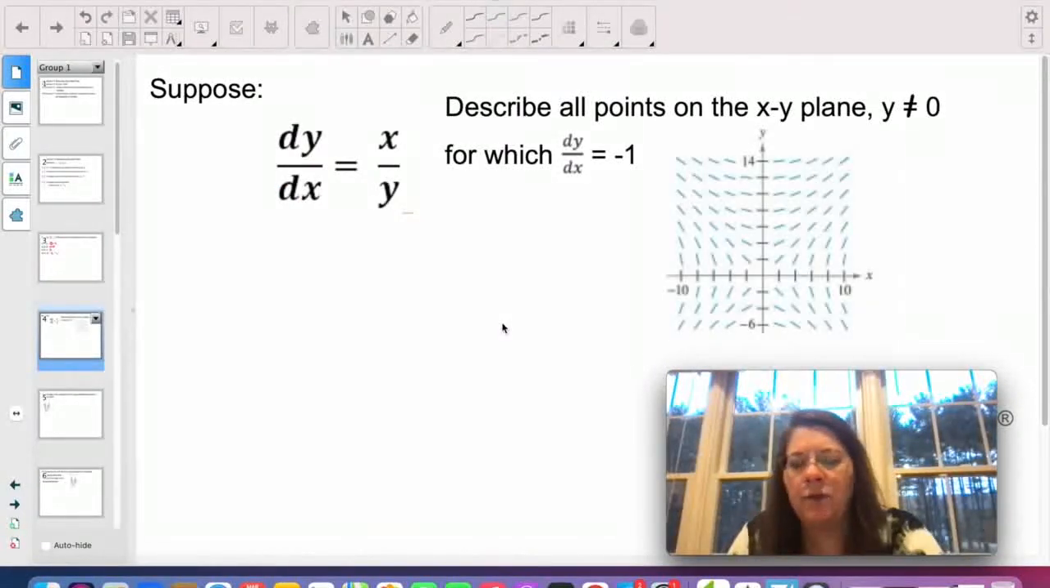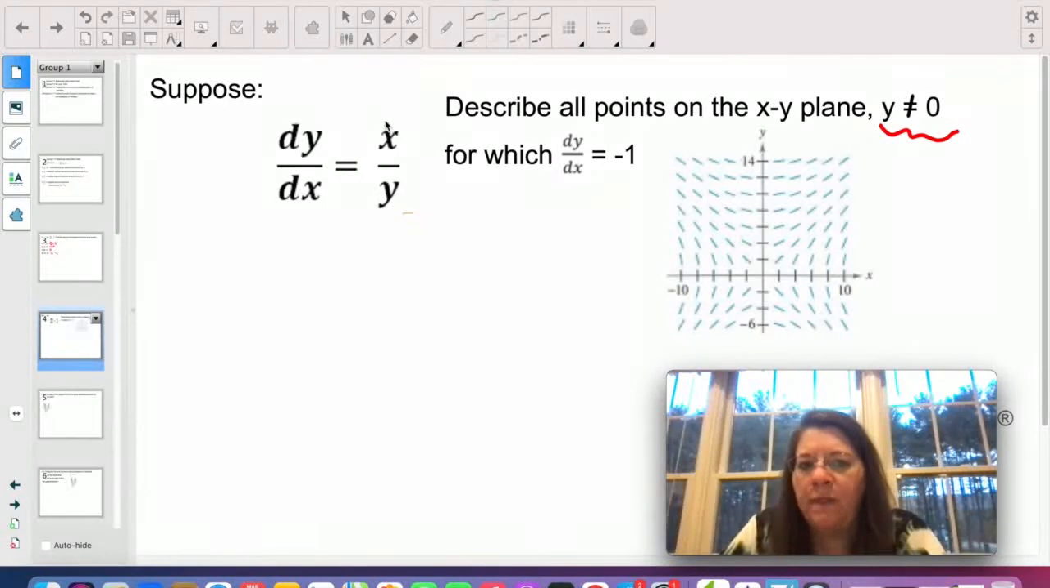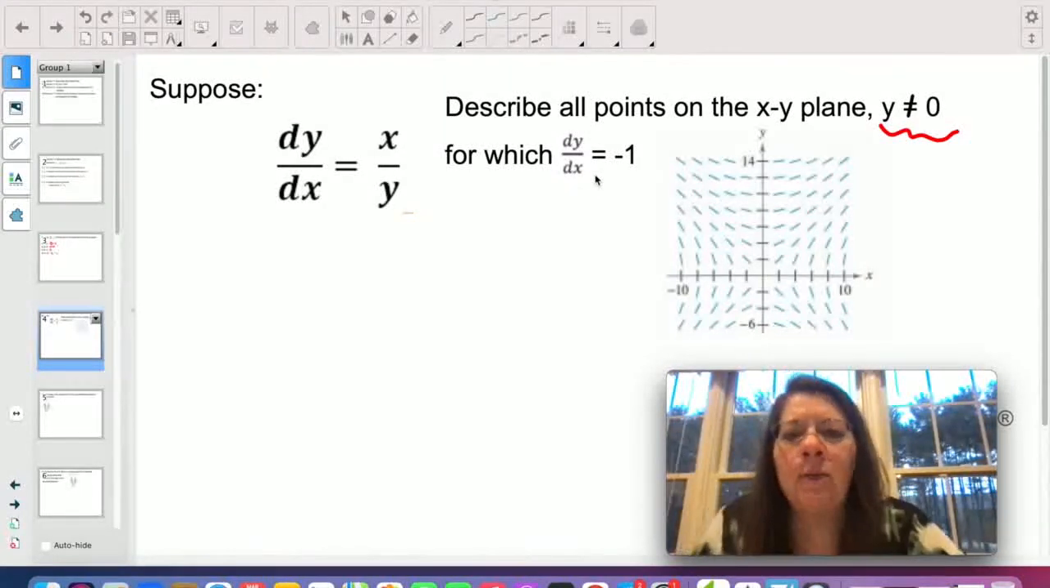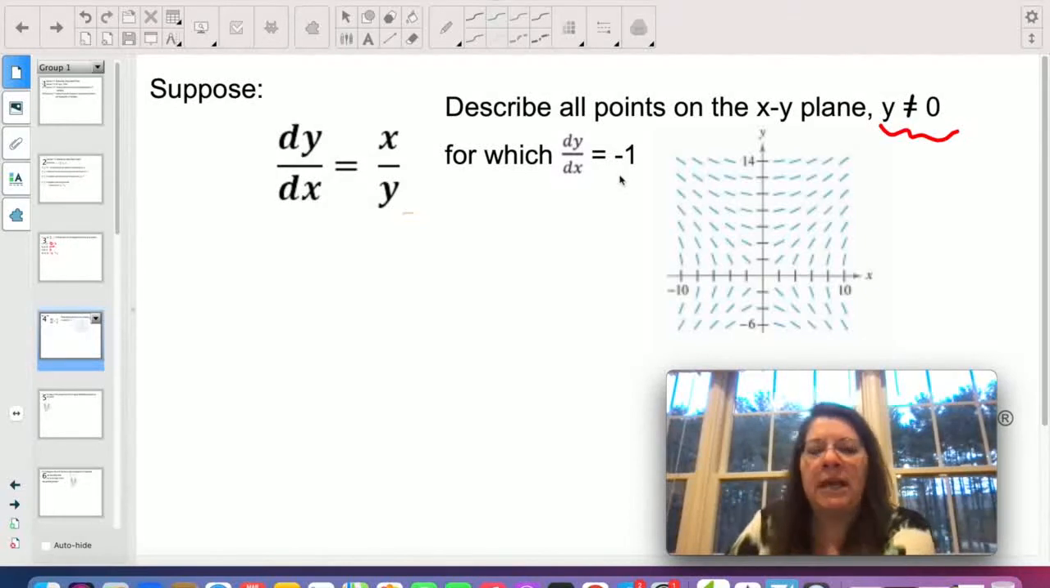Another thing they will do is give us a slope field and a differential equation that represents that slope field, and they will want us to describe all points on the xy plane where y is not equal to 0, for which dy over dx is equal to negative 1. Now let's talk about why y can't equal 0. If y were equal to 0, wouldn't that cause this to be undefined? So we can't have y be 0 if we want this condition. So dy over dx is equal to negative 1.